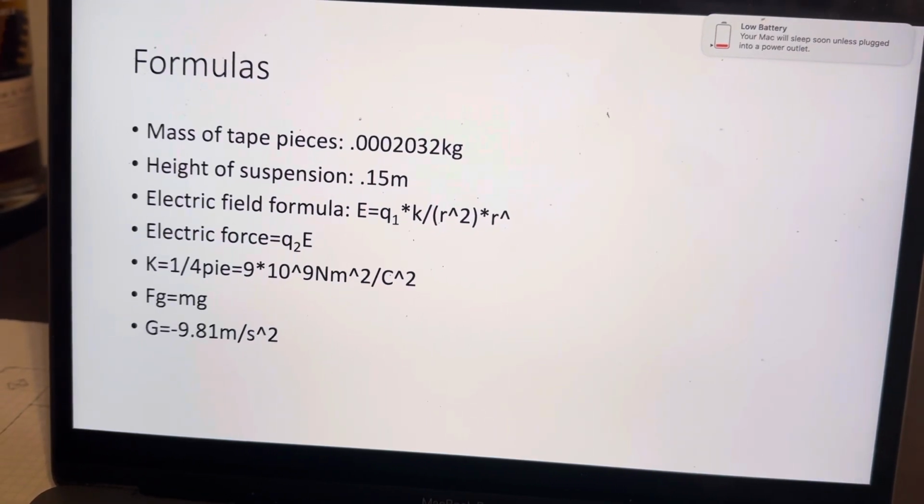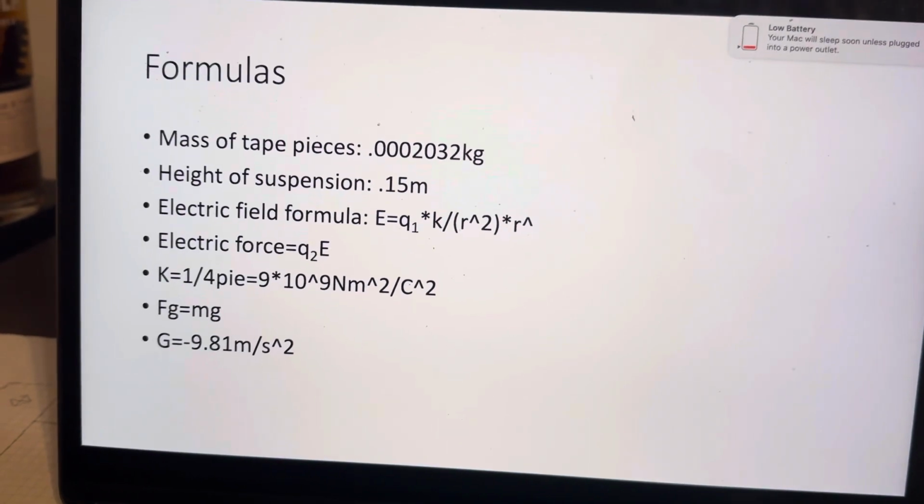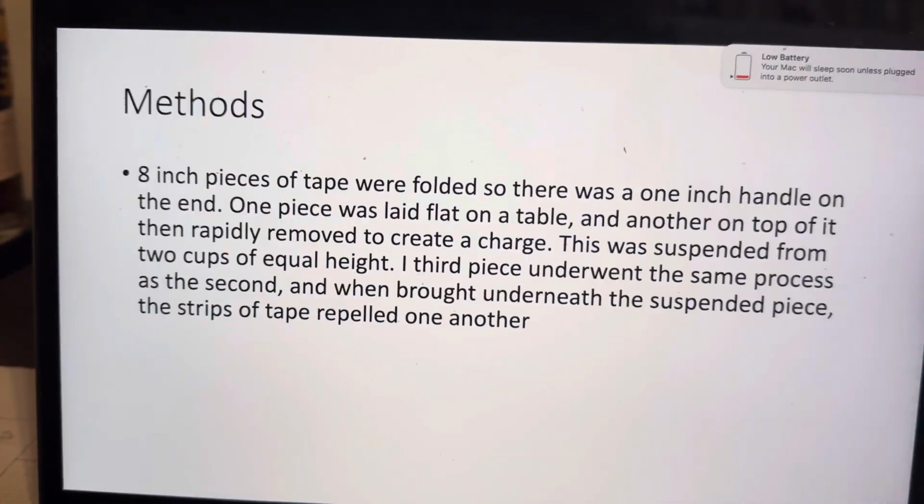And the force of gravity is mass times gravity. Gravity in this case is negative 9.81 meters per second squared.